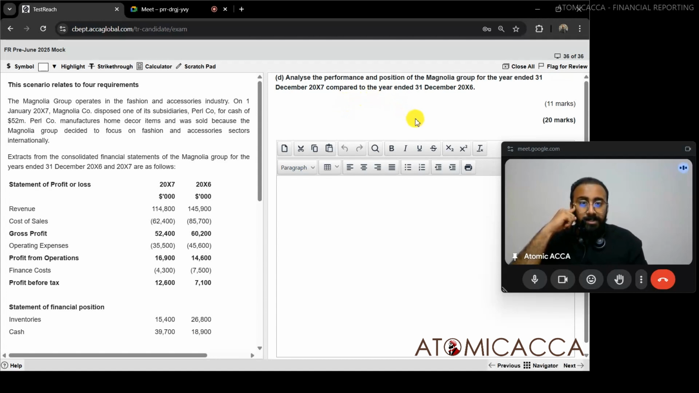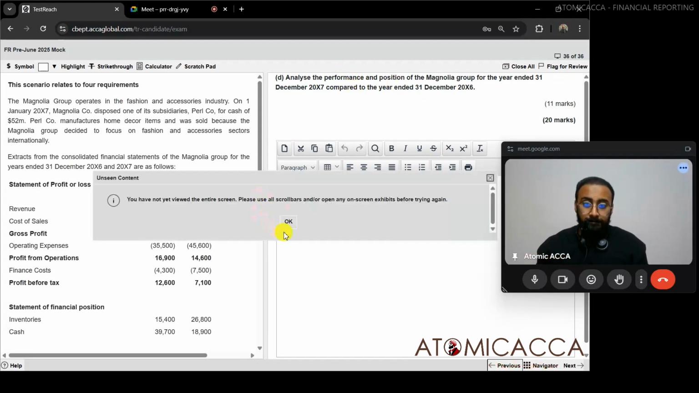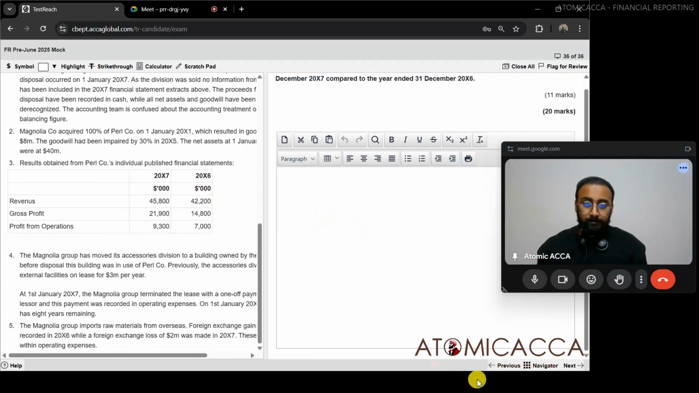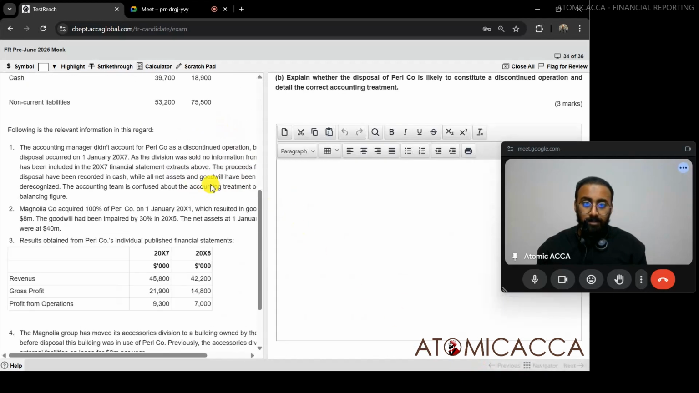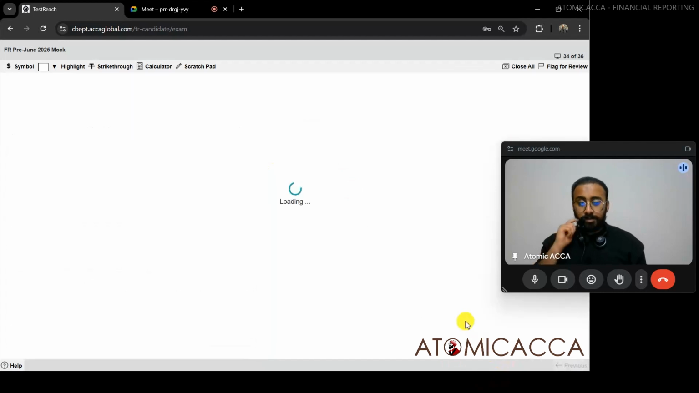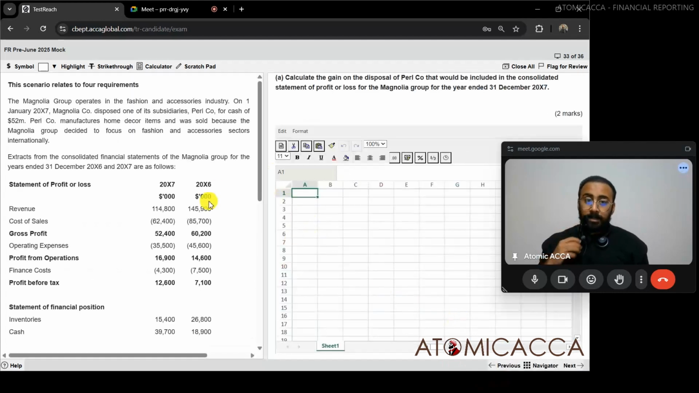Analyze the performance and position of Magnolia Group for the year ended 31st December X7 compared to the prior year ended 31st December X6. That is 11 marks. So we have four requirements in this question. Let's start one by one. Let's go to the previous one, and part A. Okay, so let's start with this.